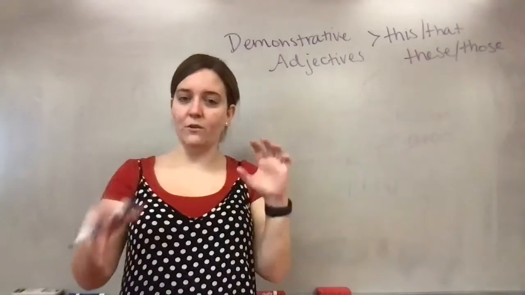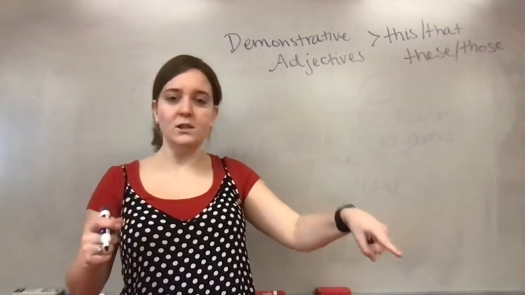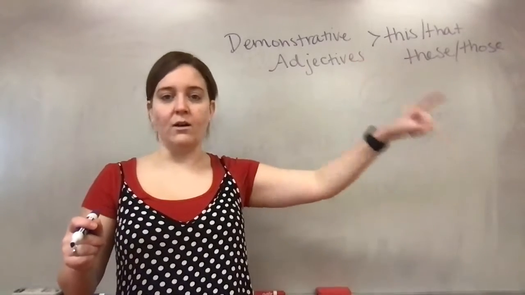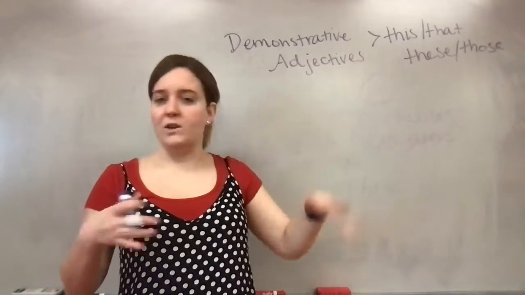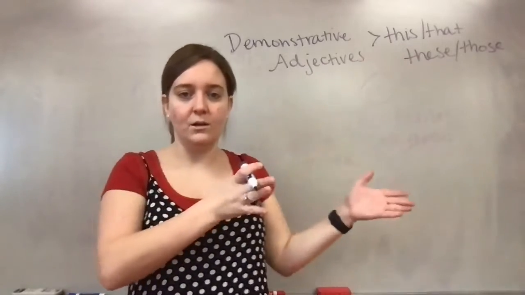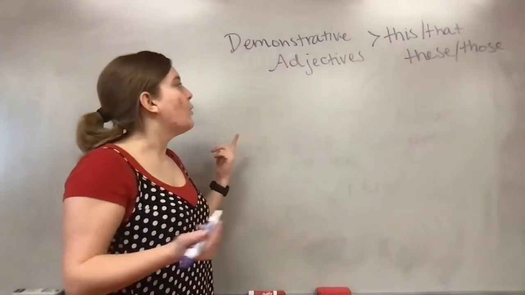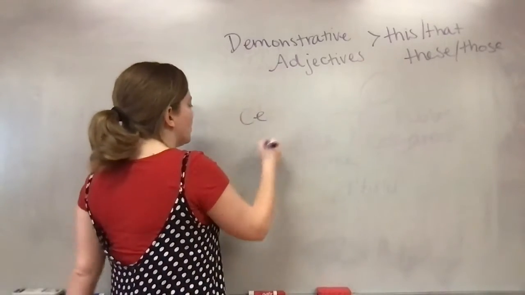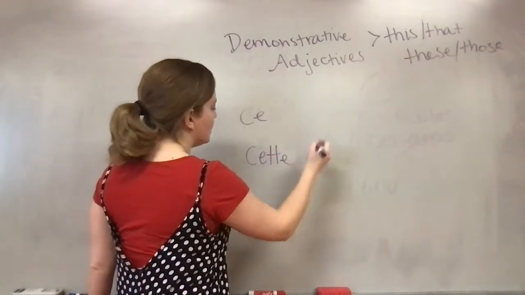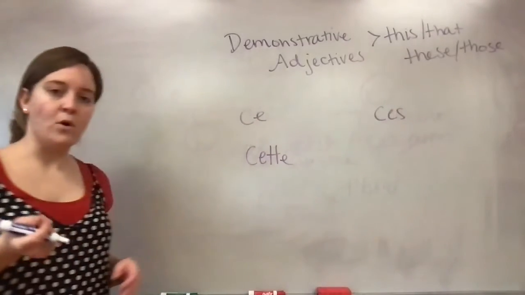So when you have two different objects and you're trying to differentiate between the two objects and you say this book here or that book over there, even in English, we have different words to describe where something is located in relation to another object that is similar. So in French, of course, everything has a gender. So we're going to talk about our different forms here.